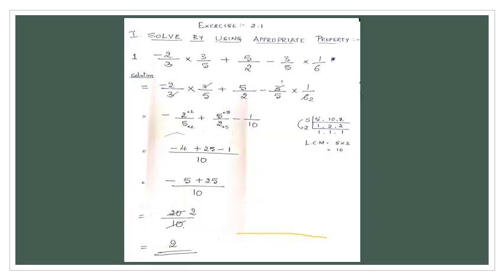Children, here let us group the 2 fractions side by side. See here, minus 2 by 3 into 3 by 5, and let us group the minus 3 by 5 into 1 by 6. See children, the numerator 3 and the denominator 3 get cancelled, and in this part 3 ones are 3, 3 twos are 6, get cancelled. So now, in the next step, write down the remaining things.